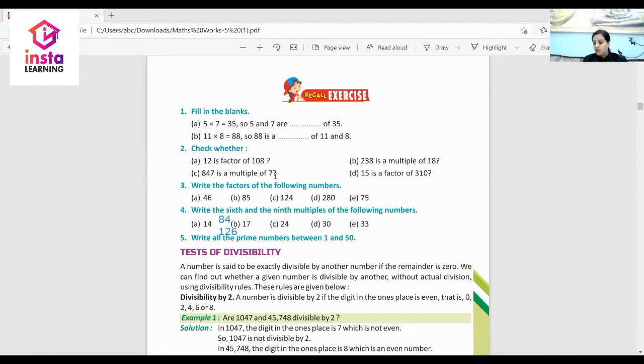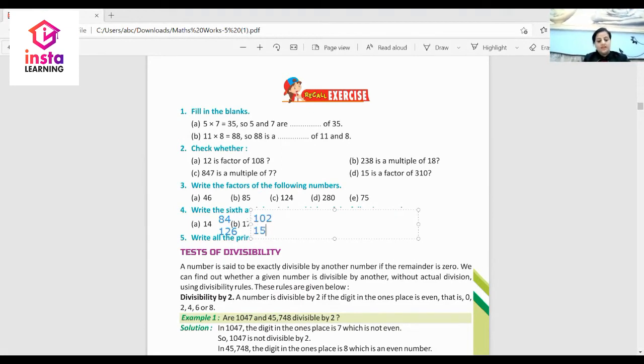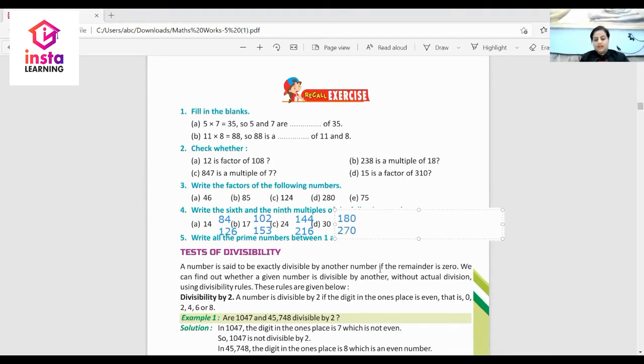17 into 6 is 102. And 17 into 9 is 153. This is the next number, 24. 24 into 6 is 144. After that, 24 into 9 is 216. Then 30. You just make the table of 3. 3 6s are 18, put 0 behind. 3 9s are 27, and 1 0 behind like this.